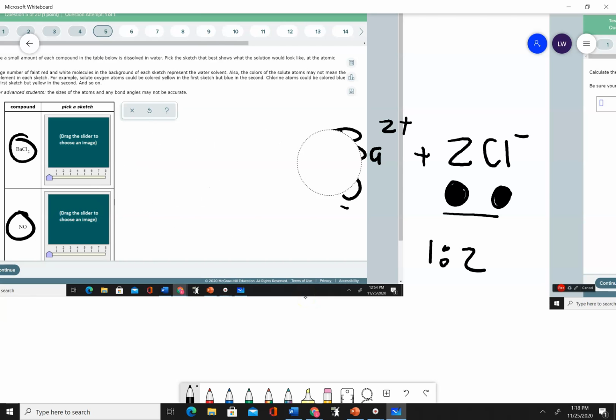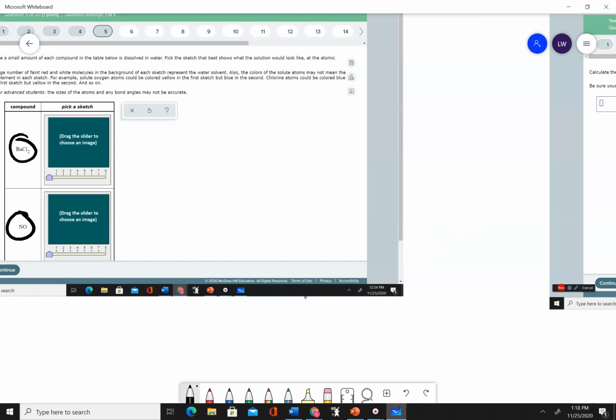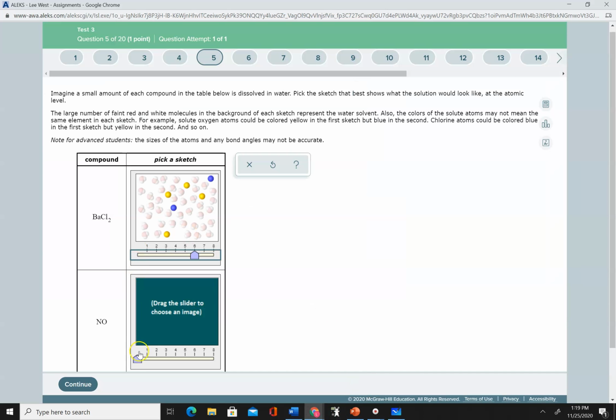Now, NO is a molecule, right? And NO is a covalent compound. It's not an acid. So when it's dissociated in water, it's just going to end up as separate molecules. So what does it look like as a molecule? Well, it's diatomic and it's heteroatomic. So I've got diatomic molecules, just one type of thing present, and they're heteroatomic, so two different types of atoms. So that's what I've got to find by moving that slider across.